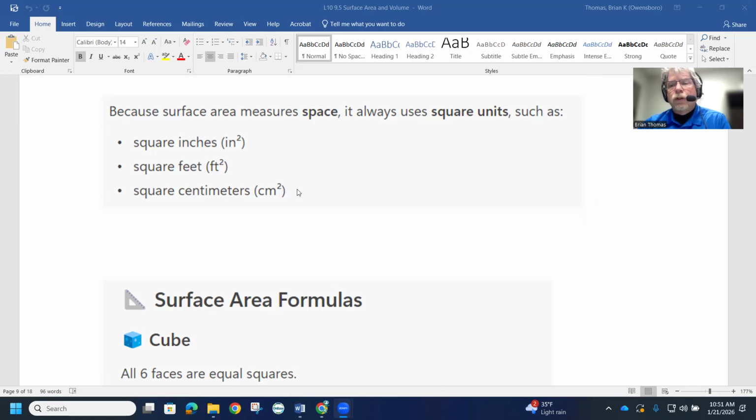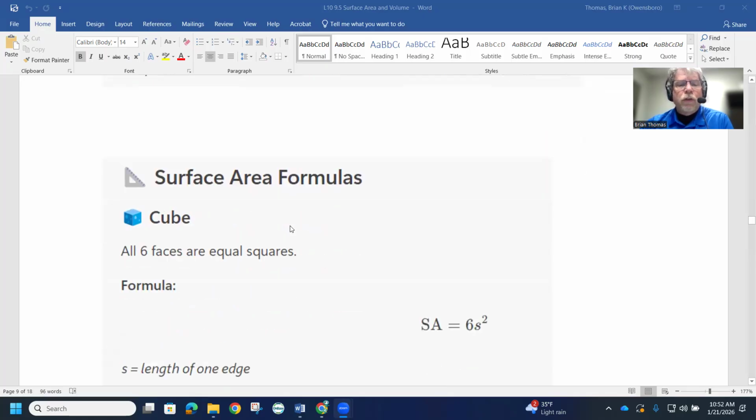So miles squared, kilometers squared, things like that. Surface area is going to be how many squares it takes to fill up that space. So if we're talking in inches, how many square inches, how many 1 by 1 inch squares does it take to fill up that space? Again, notice how it's hard to really draw this all out. So that's why we take advantage of formulas to determine what we call the surface area.